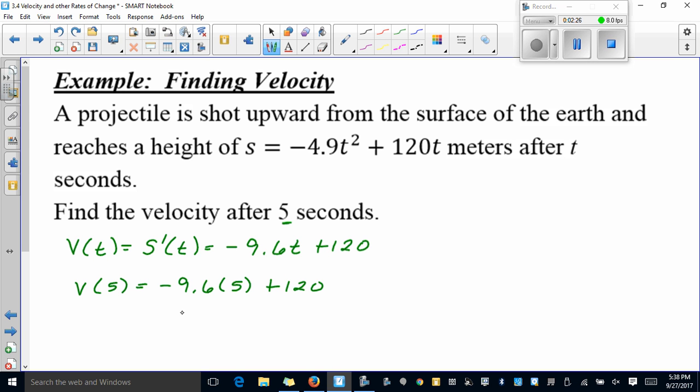When we throw this into the calculator lovingly, we get 71 meters per second. Yes, you must put your units on there. They gave you the units. They told you it's meters and seconds. So at exactly 5 seconds, this thing was moving at 71 meters per second.